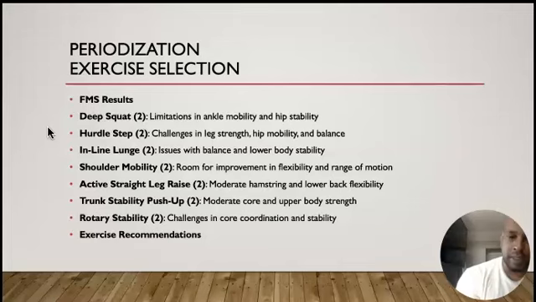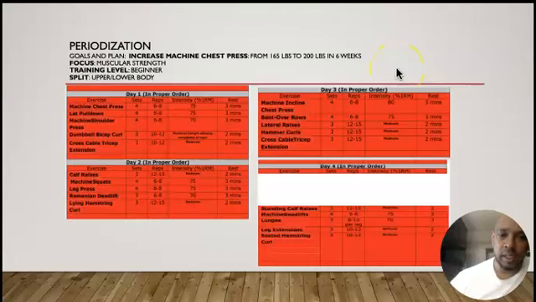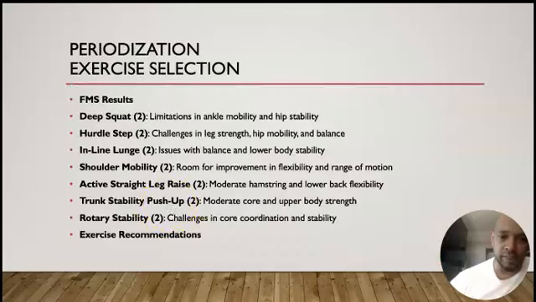Shoulder mobility, again a 2. He had room for improvement in flexibility and range of motion. In regards to his active straight leg raise, also a 2, which is moderate: moderate hamstring and lower back flexibility. His trunk stability push-up, I gave him a 2, moderate core and upper body strength. And the rotary stability had challenges in his core coordination and stability.